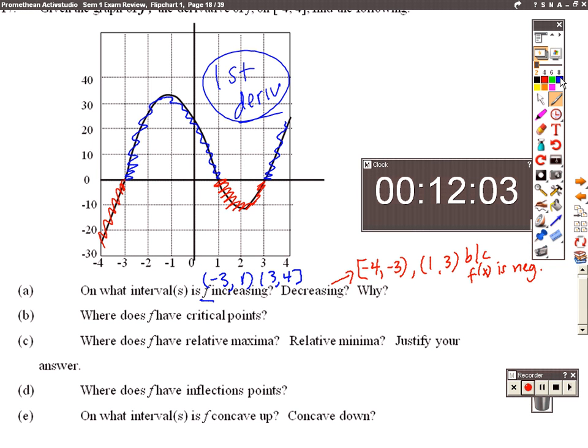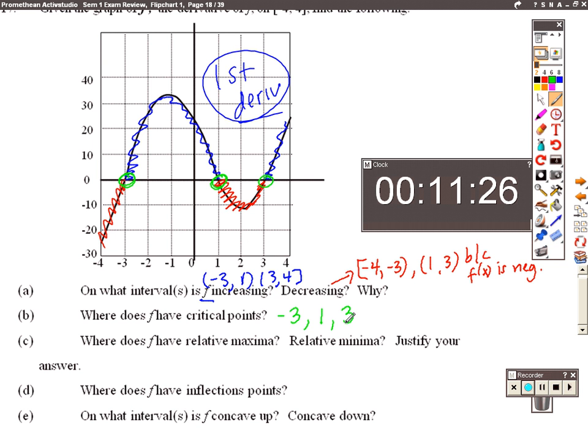Remember, critical values are values that make the first derivative either 0 or undefined, and we can see that the first derivative is 0 at -3, the first derivative is 0 at 1, and the first derivative is 0 at 3. So our critical values would be -3, 1, and 3. Also, you'll notice from the graph, looking at the color coding, at those critical numbers, the first derivative does change signs, so we know that we're going to have some local or relative extrema.